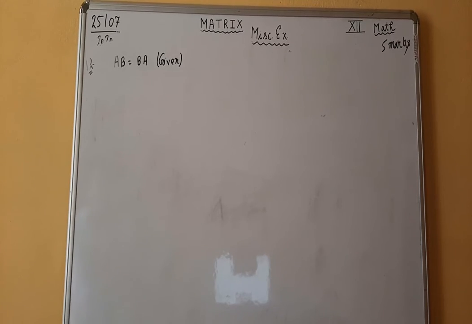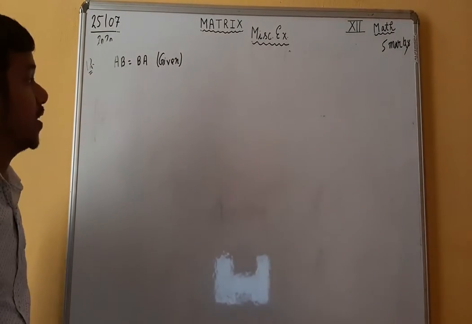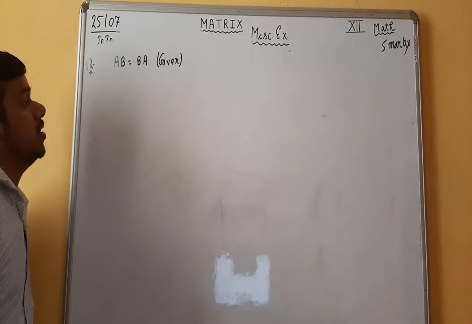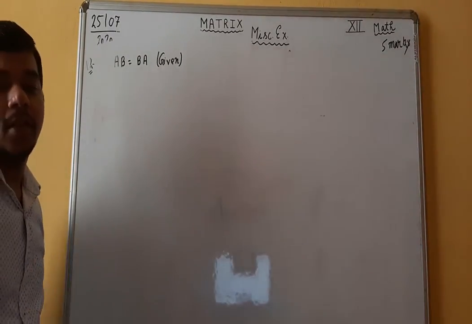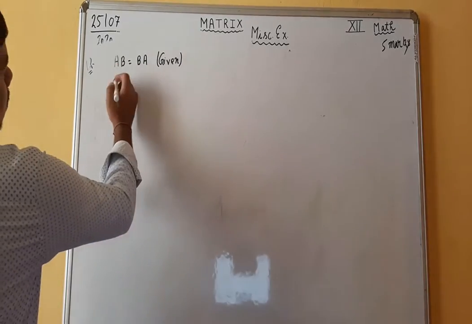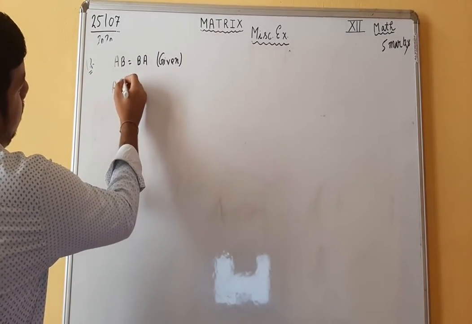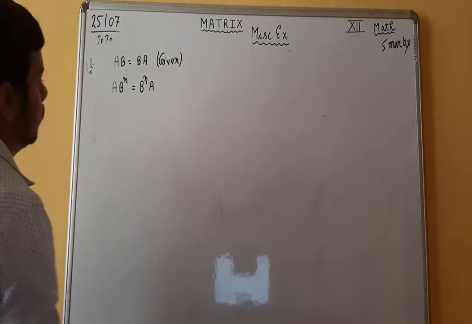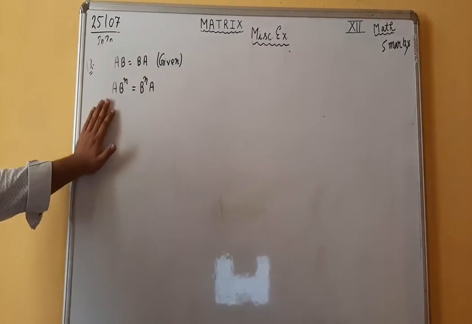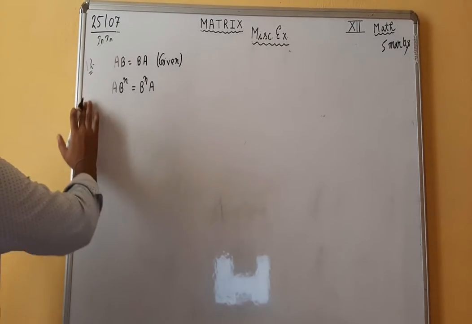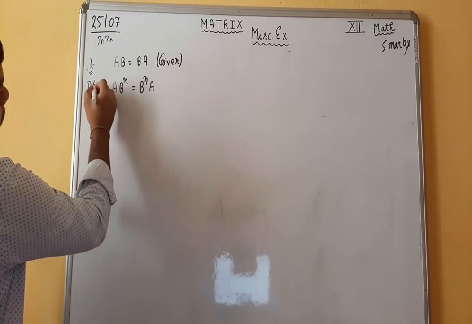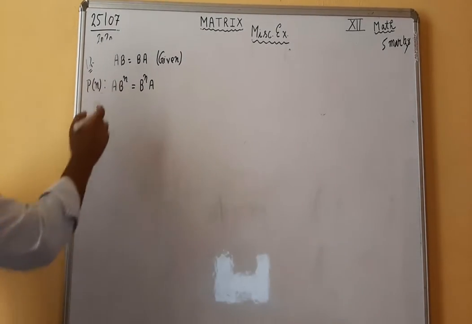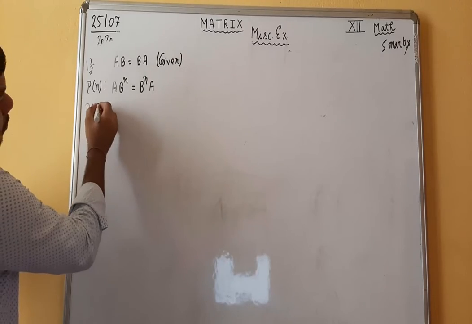In problem number 12, you are given that two square matrices are such that AB is equal to BA, meaning their product is commutative. Then we have to prove that (AB)^n is equal to B^n A. We will prove this statement by the principle of mathematical induction. So let us consider this statement as Pn. Let us check its truthness for n is equal to 1.